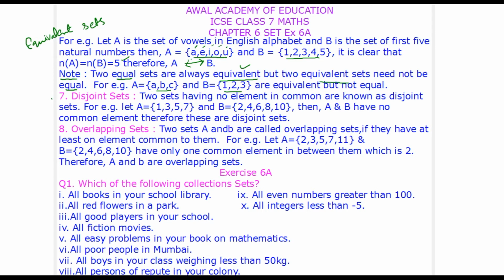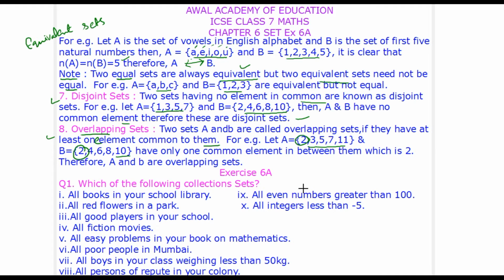Number 7 is disjoint sets. Two sets having no element in common are disjoint sets. For example, A equal to 1, 3, 5, 7, B equal to 2, 4, 6, 8, 10. A and B have no common elements, so they are disjoint sets. Overlapping sets. Two sets A and B are overlapping sets if they have at least one element in common. For example, let A be 2, 3, 5, 7, 11 and B equal to 2, 4, 6, 8, 10. Here 2 is common between them, so they are overlapping sets.